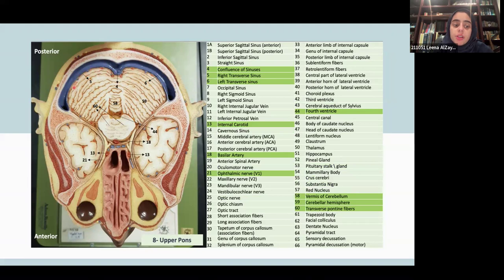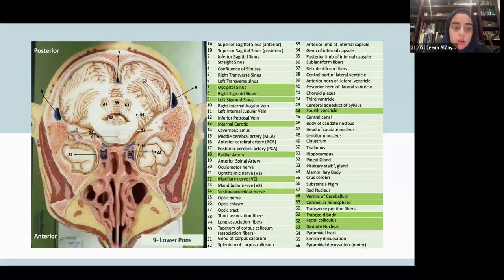And the 5 is the right transverse sinus, and 6 is the left transverse sinus, and the internal carotid artery is here. The basilar artery is still here because we're at the upper parts of the pons. This is the basilar artery in front of the pons. And what else should I mention? Again, this is the vermis of the cerebellum, and this is the hemispheres of the cerebellum, and this is all obviously the pontine fibers.